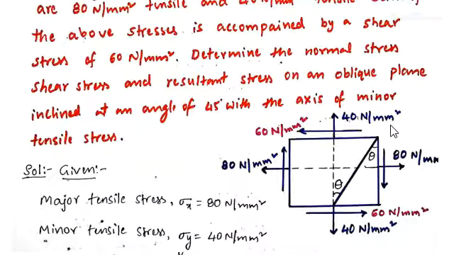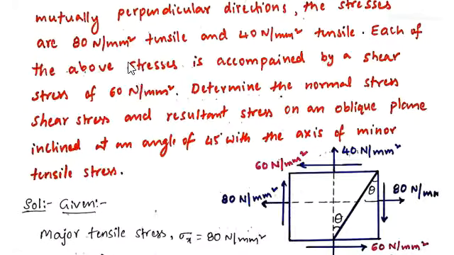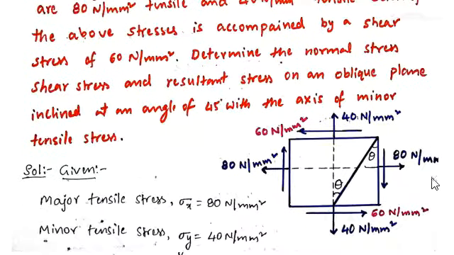Those two stresses are tensile in nature, and those values are given, and they are acting in two mutual perpendicular directions. The values are 80 Newton per mm square and 40 Newton per mm square, both tensile, and we are taking that 80 Newton per mm square in x direction and 40 in y direction. These tensile stresses are also accompanied by a shear stress, and the value of shear stress is 60 Newton per mm square.